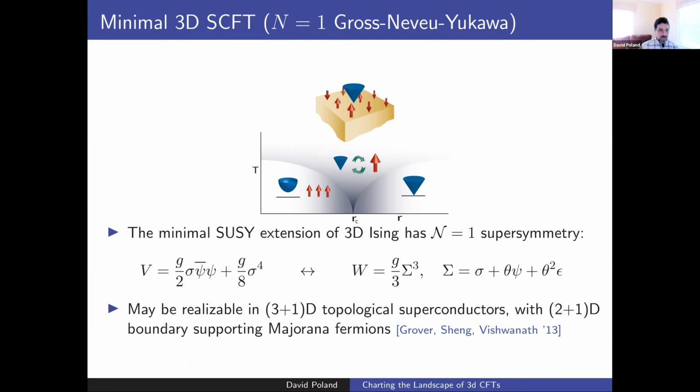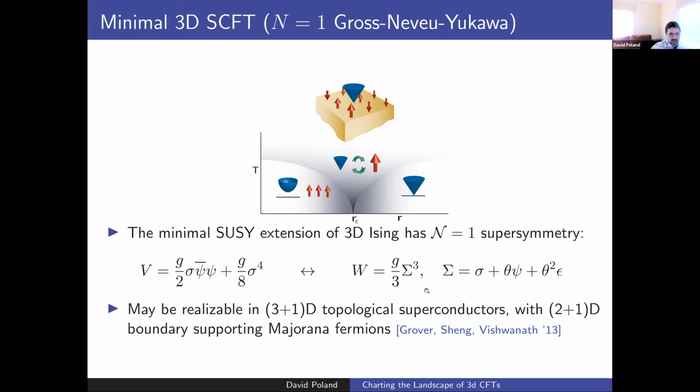Another perspective is that it's the minimal supersymmetric extension of the Ising model. So this is a theory with one real scalar sigma and one Majorana fermion psi, and they can have a Yukawa coupling and a quartic interaction. If those couplings are related to each other, then the theory has curly N equals 1 supersymmetry in 3 dimensions, which can be captured by a theory with a cubic superpotential.